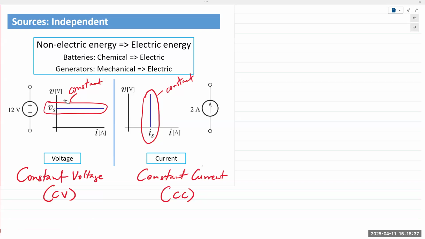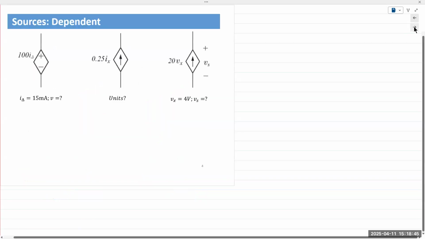If you run in constant voltage mode, it's a voltage source. You run in constant current mode, say current source. But physically, they are the same box.